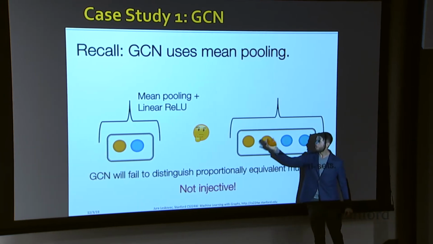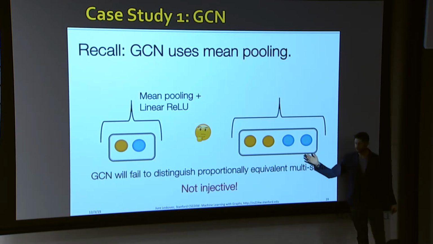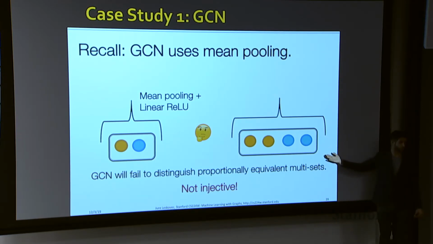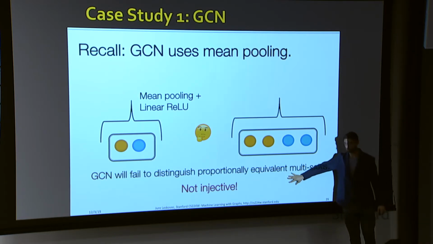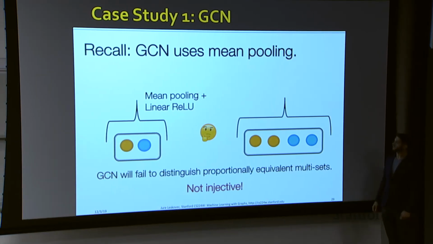Basically, we had one yellow node and one blue node, and now we have two yellow nodes and two blue nodes, and of course now this is not injective, right? Because we have two different multisets, but both of them, thanks to the mean pooling, will map to exactly the same output value, all right? So now we've seen why a GCN will fail in this case. Let's go to the next case study.